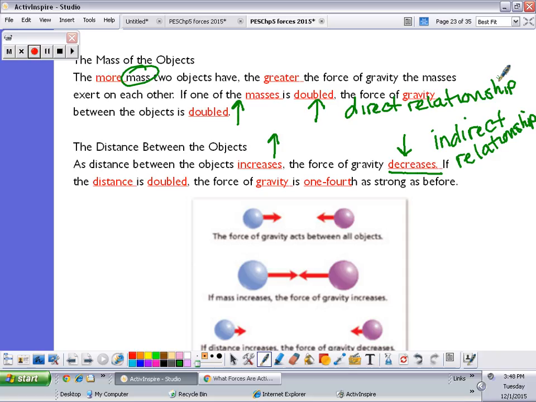So here, gravity is 1/4 as strong as before when the distance doubles. So you can tell that it gets less. So it's indirect.